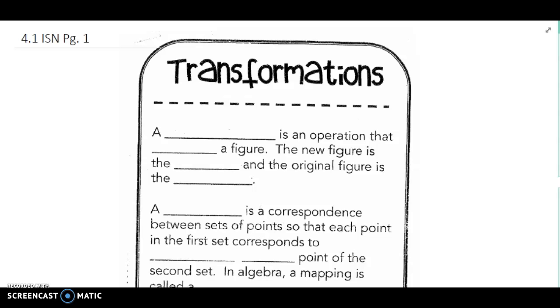Alright guys, this video is the first video of chapter 4. So all of chapter 4 is about transformation. A lot of you did this in middle school, so hopefully this will be a little bit easier for you. For those of you who are visual learners, you'll probably like this chapter quite a bit.